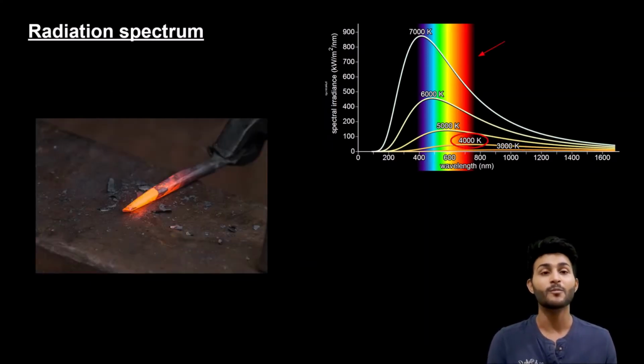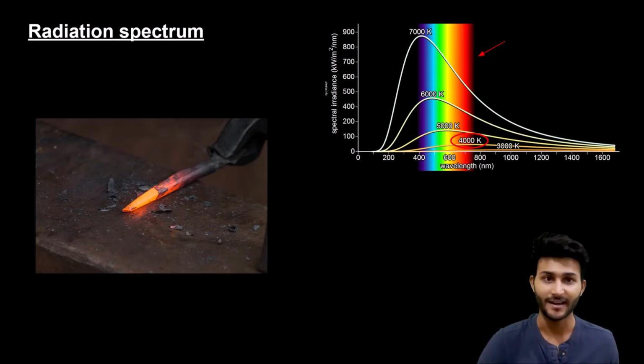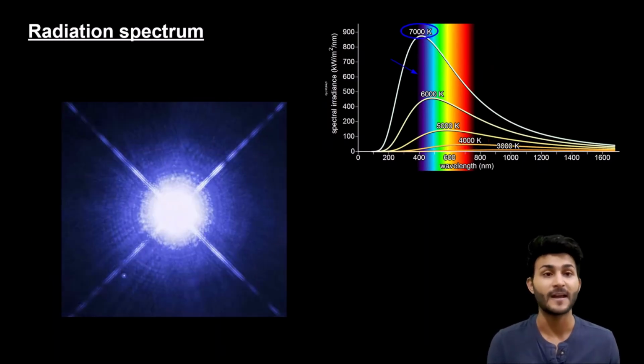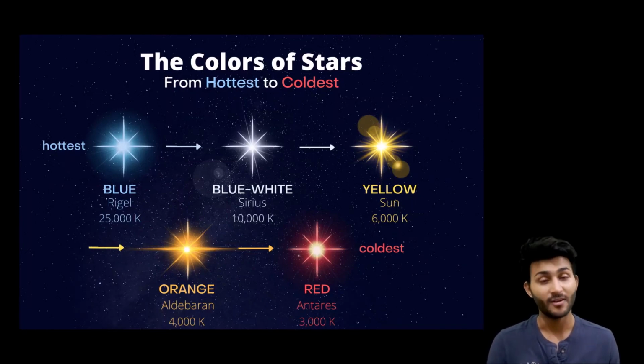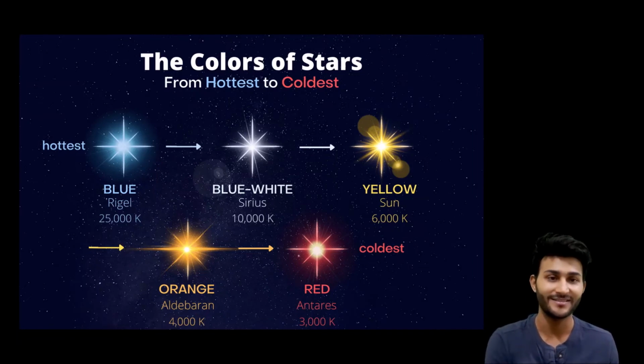On the other hand, if you move to an object with a higher temperature, for example 4000 Kelvin, the highest intensity of light will be red. That is why this object is red hot. And if the temperature is even higher, for example some of the stars outside the solar system at 7000 Kelvin, it gives out high energy light, which is blue. That is how we get the different colors of stars. The hottest stars are on the blue end, and the coldest are on the red end of the spectrum.